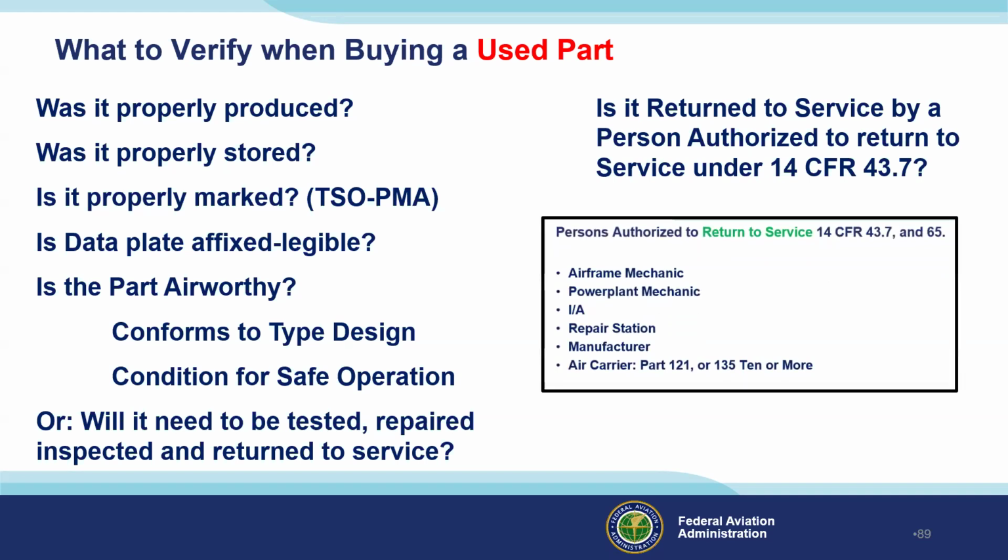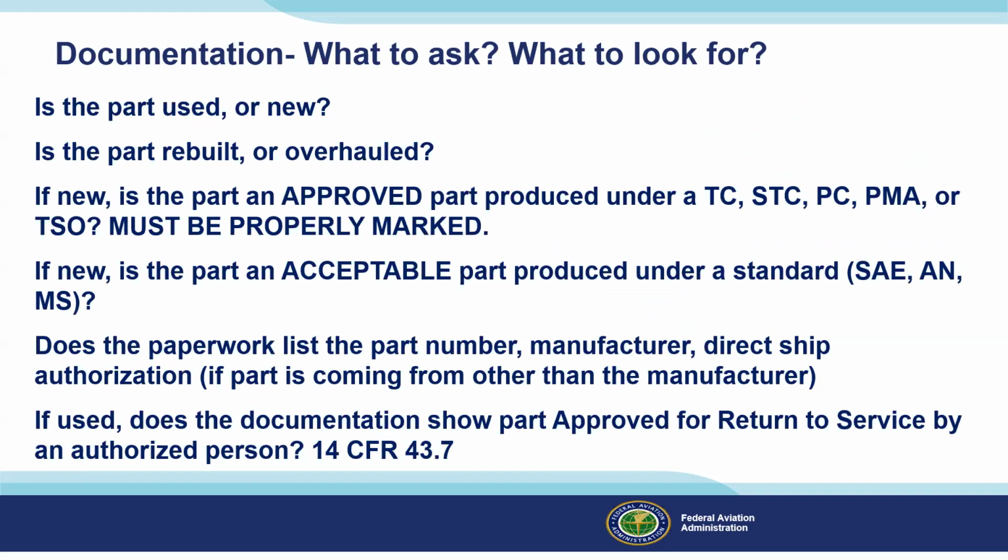And there they are. More things to ask. Is it a used part or a new part? Is it rebuilt or overhauled? A lot of these are a repeat of what we've already looked at. You want to make sure the paperwork lists the part number, the manufacturer, and direct ship authorization, if it's coming from other than the manufacturer. And if it's a used part, was the part approved for return to service by an authorized person under 43.7?